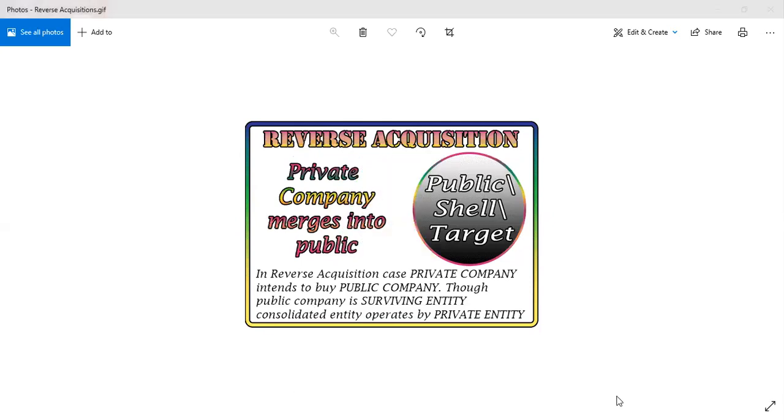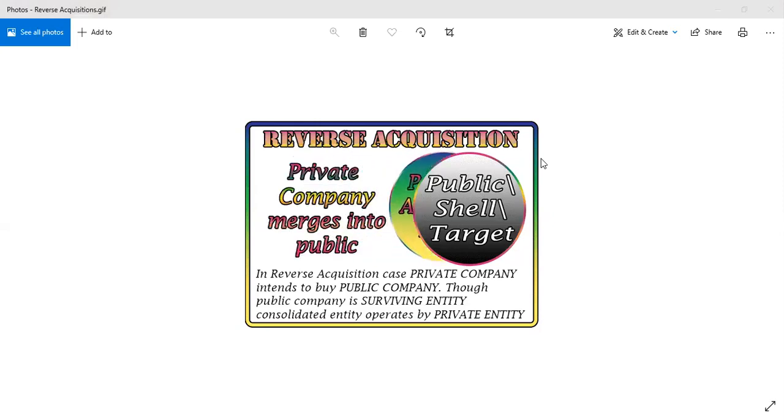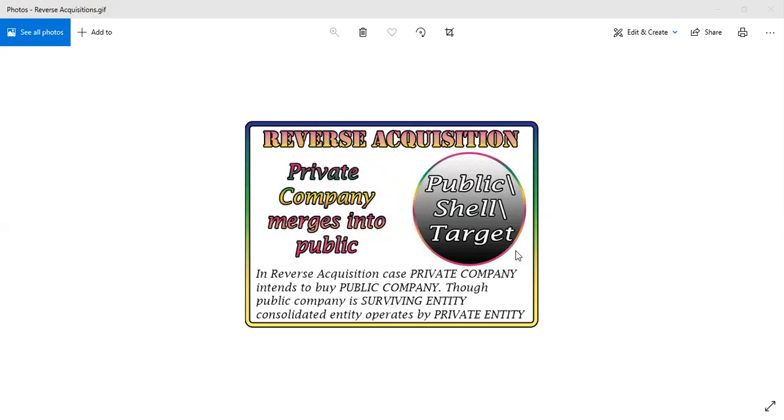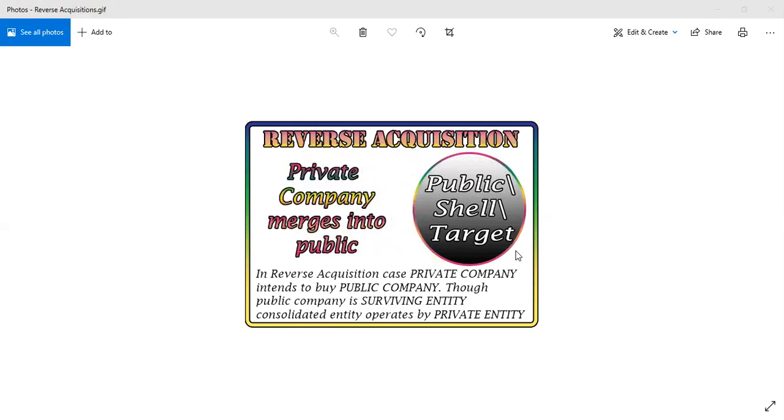And you can actually see a movement. So there is a private company, or acquirer, or buyer. And then the private company merges into the public company, or shell, or target. Now, before we discuss reverse acquisition from accounting perspectives and computation, allow us to define terminologies first.